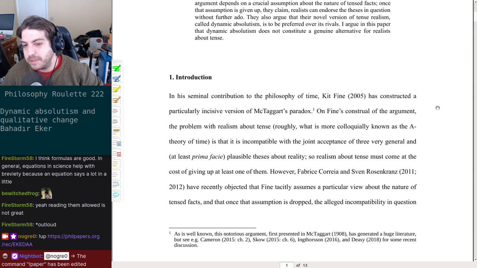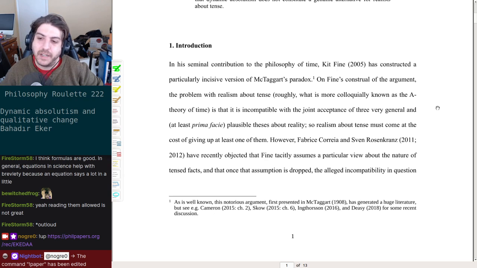Introduction. In his seminal contribution to the philosophy of time, Kit Fine has constructed a particularly incisive version of McTaggart's paradox. On Fine's construal of the argument, the problem with realism about tense, roughly what is more colloquially known as the A theory of time, is that it is incompatible with the joint acceptance of three very general and at least prima facie plausible theories about reality. So realism about tense must come at the cost of giving up at least one of them.